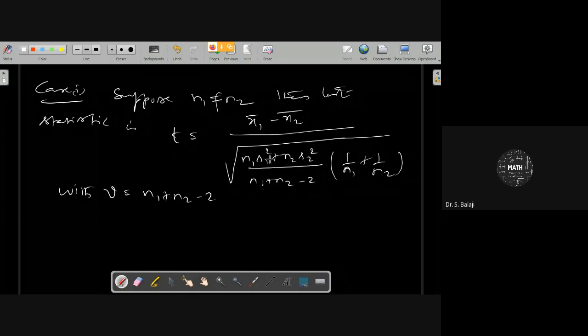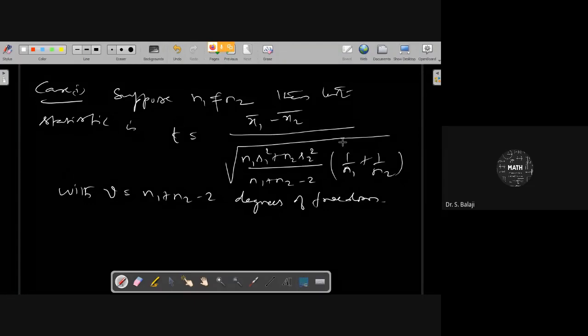Because we calculate the variance for the first sample and the second sample, s1 square and s2 square, they have sizes n1 plus n2 with two restrictions. From the first mean we subtract, and from the second mean we also subtract, therefore minus 1 each. Totally, n1 plus n2 minus 2 degrees of freedom. This is for case 1 when n1 is not equal to n2.